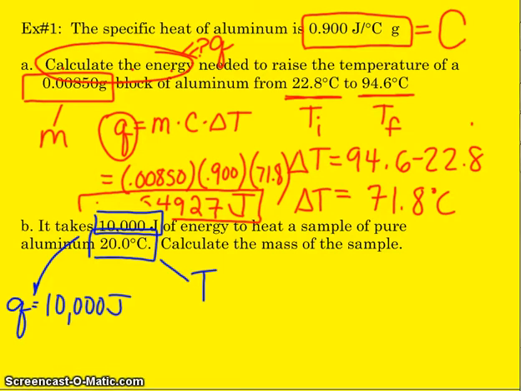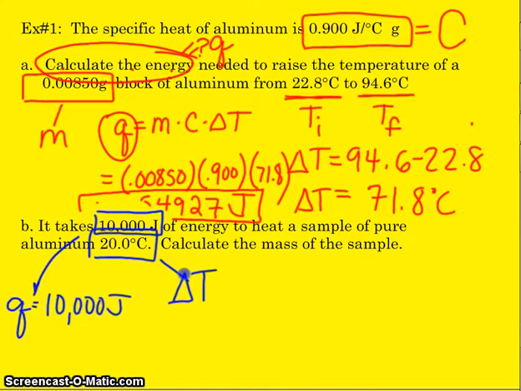They have a temperature there. It's 20 degrees Celsius. When they give us a temperature, it can either be TI, the starting temperature, TF, the ending temperature, or it could be the change. They may not be telling us it started at 20 or ended at 20. They may just be telling us it changed by 20. So you have to read it carefully to figure out if it's a starting, ending, or if it's the change. It takes 10,000 joules of energy to heat a sample of pure aluminum 20 degrees Celsius. It's not starting at 20. It's not ending at 20. That is how much it changed by.